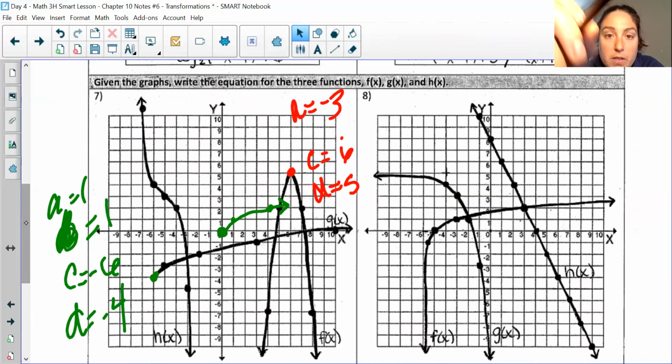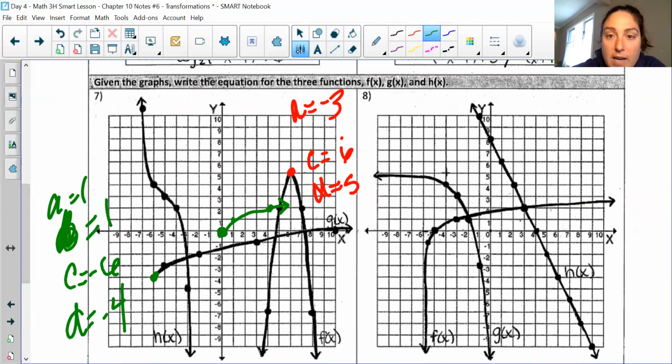And h of x, last one, the parent function is x cubed. Again, we need to identify our critical value. Our critical value is going to be the middle of that snake squiggle. Normally it goes right here, like that. So our critical value was shifted left 5 and up 3.